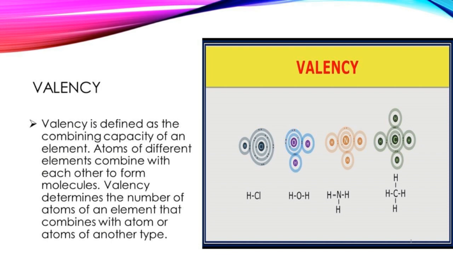Next, methane has one carbon atom combining with 4 hydrogen atoms to form the molecule methane, CH4. So can you guess the valency of carbon in methane? Yes, it is 4, because carbon is combining with 4 hydrogen to make methane. So valency is defined as the combining capacity of an element. Atoms of different elements combine with each other to form molecules. Valency determines the number of atoms of an element that combine with an atom or atoms of another type.